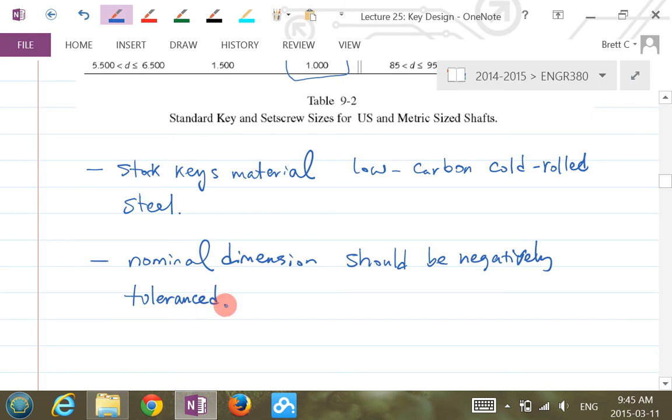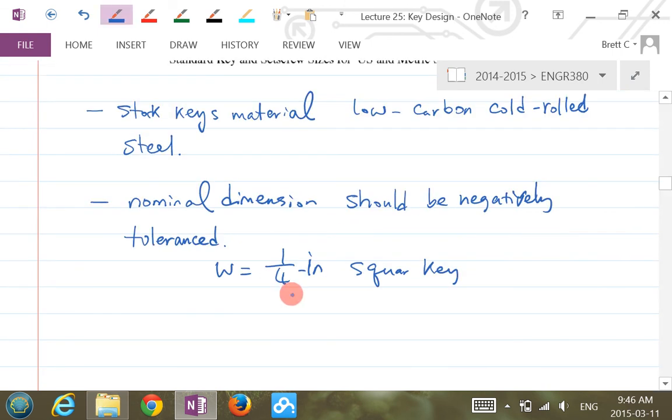So what does that mean? Say, for example, you have a nominal size W of 1/4 inch, maybe for a square key. This nominal value of a quarter should carry a negative tolerance. You will see that it's actually probably positive 0.000, and then negative 0.002 inch, like this.